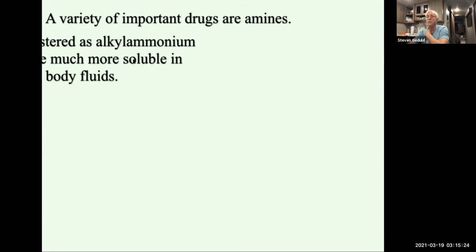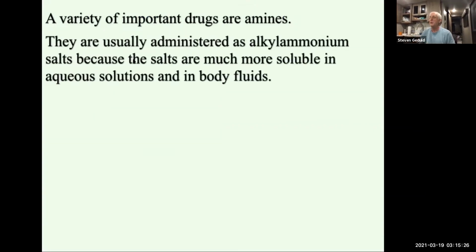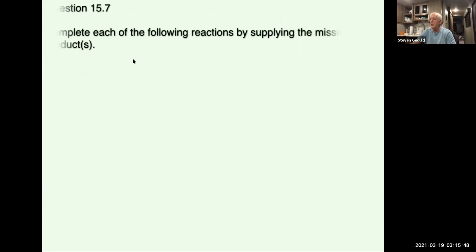Okay, a lot of important drugs are amines. They're administered as the alkyl ammonium salt to make them soluble in polar fluids like blood, aqueous solution, and body fluids. So a lot of our drugs are amines. We turn them into alkyl ammonium salts, which has the same effect on the body, but now it's polar. It can be delivered to the body fluids. Okay, complete the reaction by solving for the missing product.